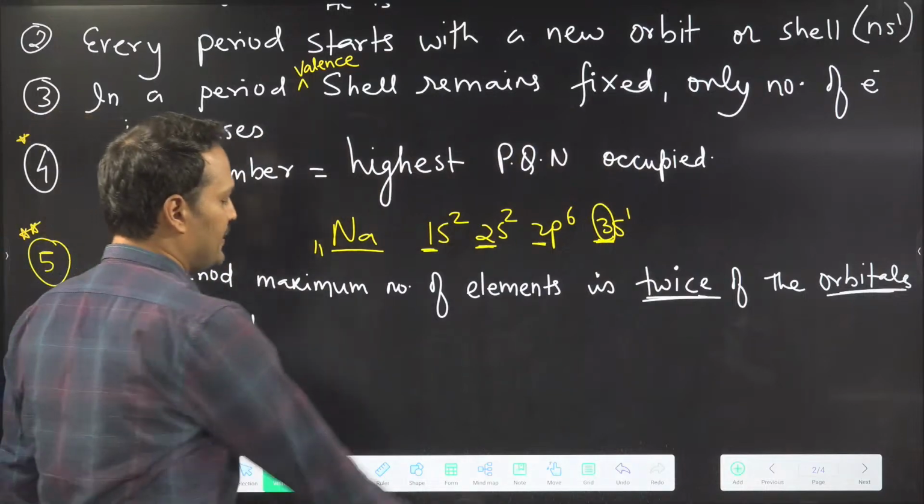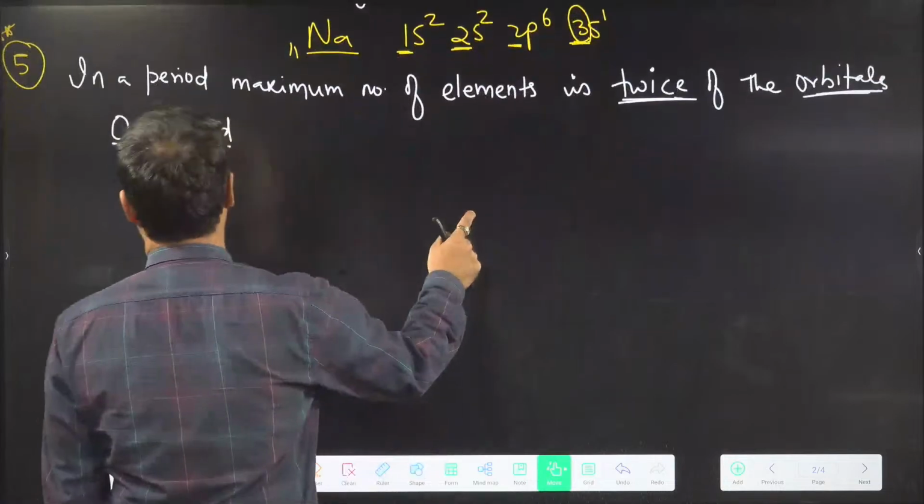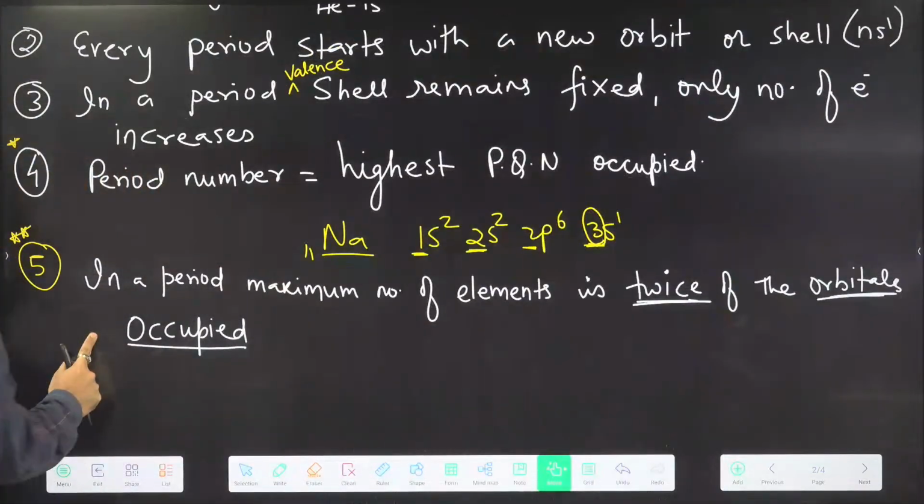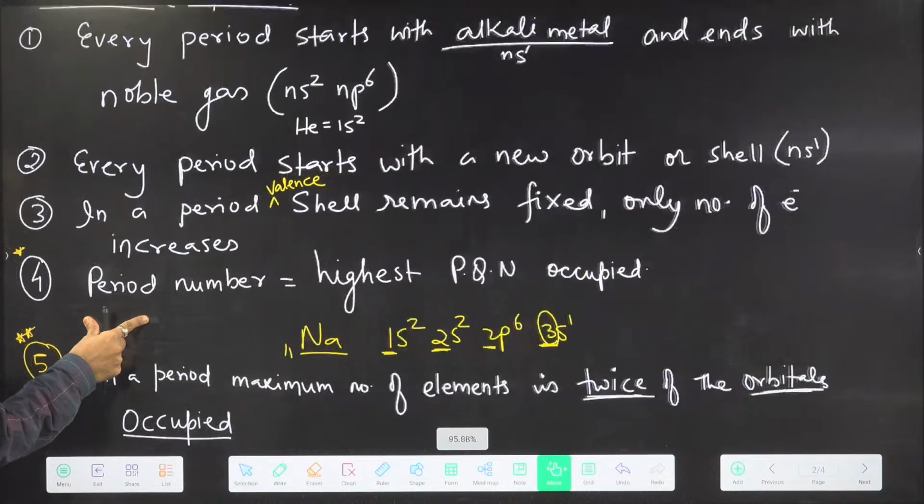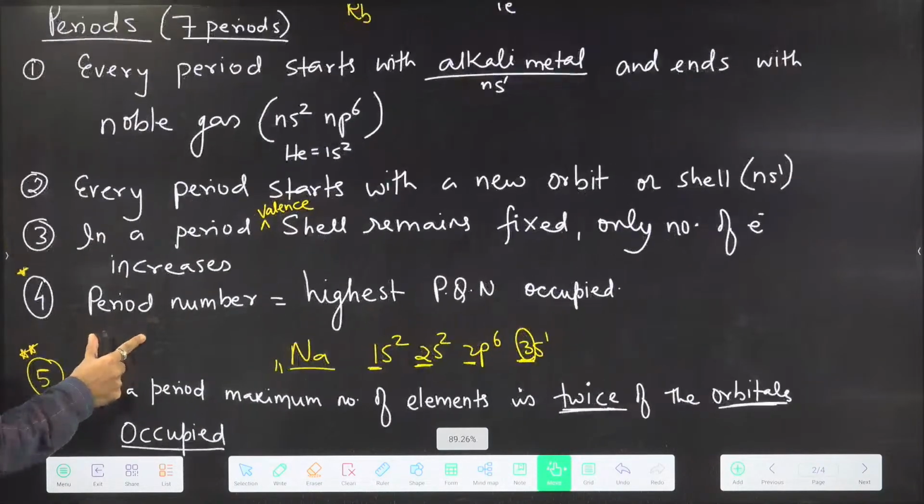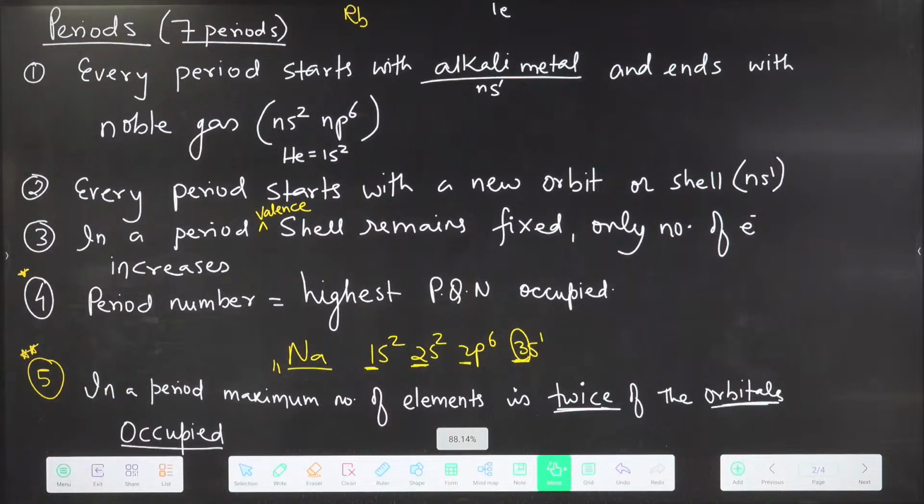Okay, now we will see one NCERT question. So these are the 5 points which are important. You can take a screenshot. After that, I will tell you one NCERT question. Check this. Is it clear? Okay, done.